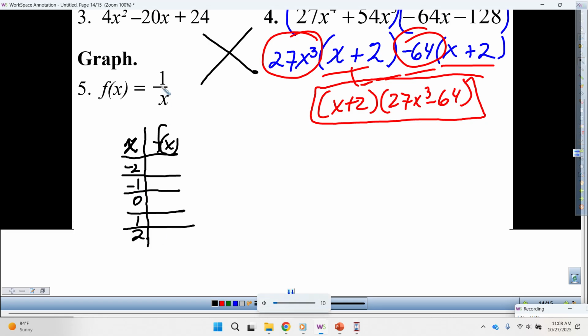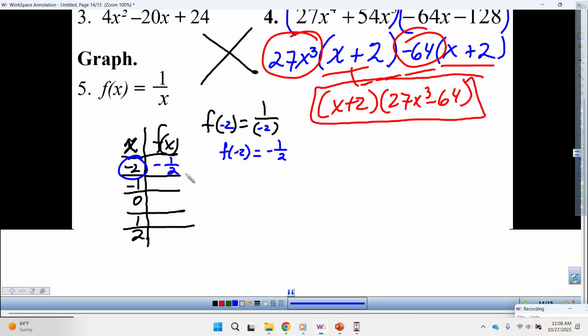All right? So then I'm going to use this function, f of x equals 1 over x. My first value is negative 2. So f of negative 2 is negative 1/2. Do it again. Next value, negative 1. So f of negative 1 is 1 divided by negative 1, which is negative 1. Go to the next one. Next one is 0.